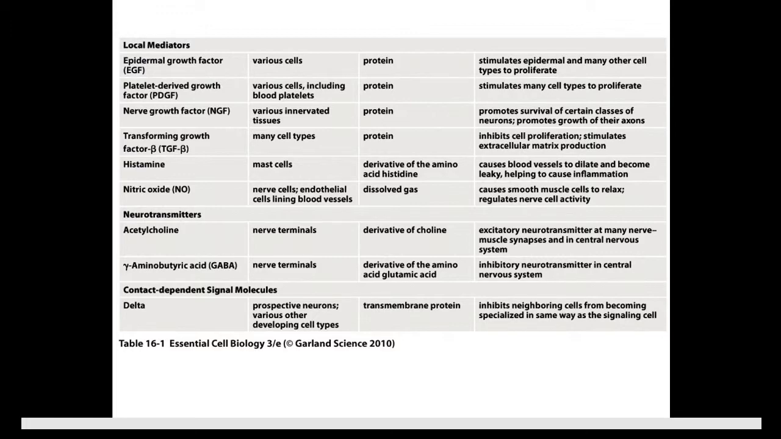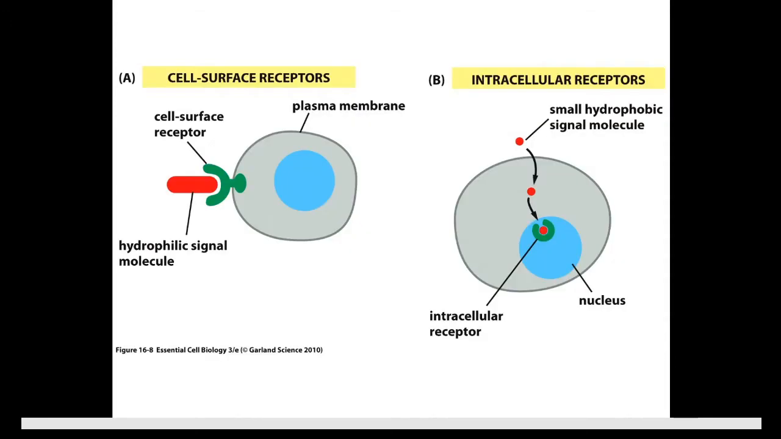Another one is Delta. Delta is a membrane protein. It inhibits the neighboring cells. Specialization is a signal cause. Okay, it's just a schematic representation. What is a cell surface receptor? Another is intracellular receptor.